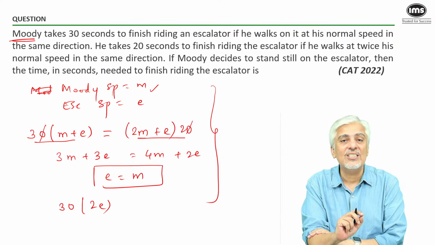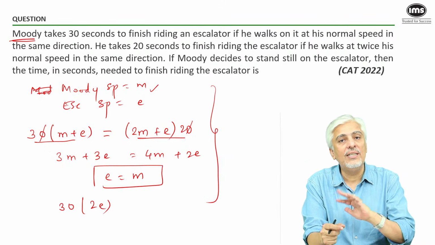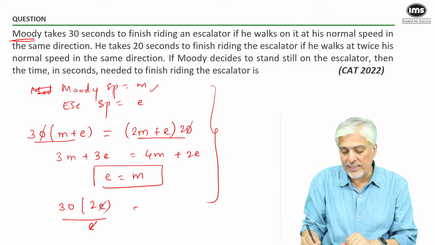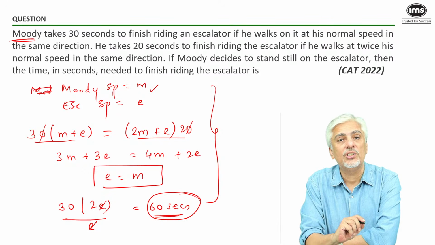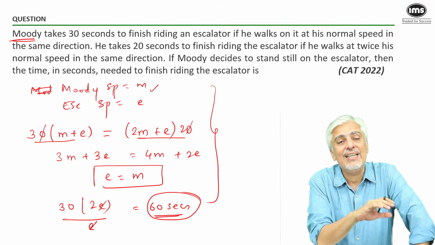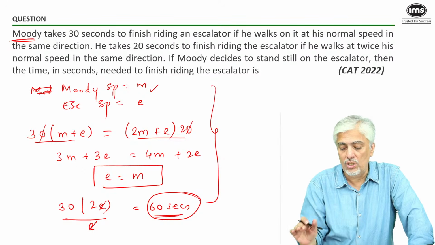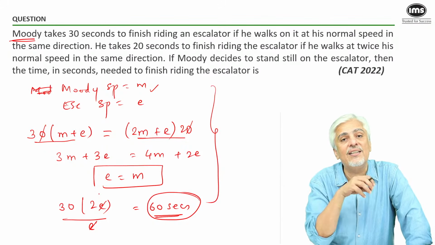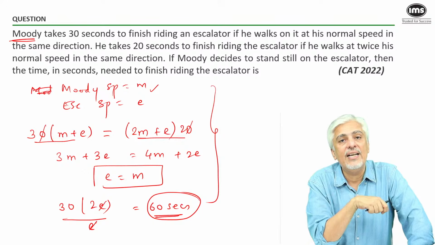And in the last case, who has to cover this? Moody is just standing, so Moody becomes 0. Only the escalator is working, so you divide by the escalator's speed, and hence it will take 60 seconds. If you notice, there is so much time and work in this question. Very frankly, a lot of escalator questions will be done in exactly the same way. Don't try any different stunts. Just keep trying to do the same thing. You will more or less get the distance either in terms of m or in terms of e. It will not matter, and more or less you will start getting the answers.